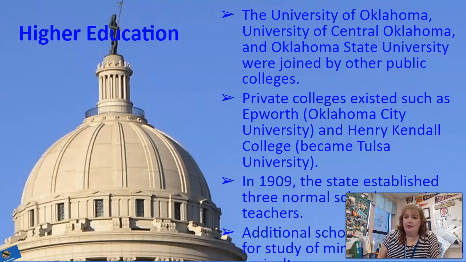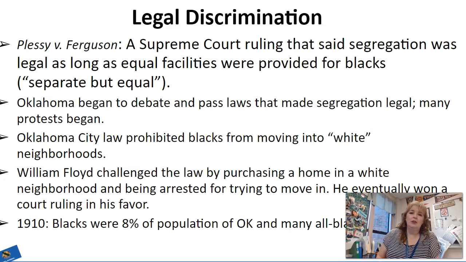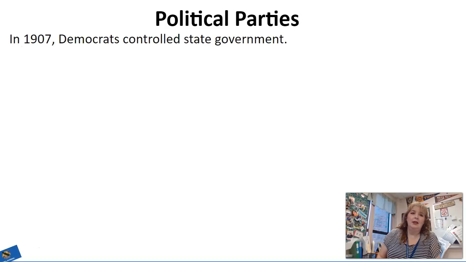Additional schools were created for the study of mining, industry, and agriculture. Today, when you go to college, most people don't major in mining, but it was important at the time, all of these different degrees. And if you go to Oklahoma State University, you can major in agriculture, and you can major in engineering at most of our universities, and all of these things will bring you into the industry field. Okay, I'm going to skip this one because we're going to come back to legal discrimination next week.